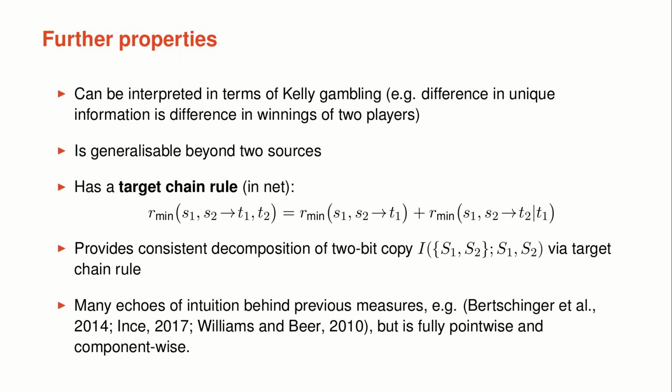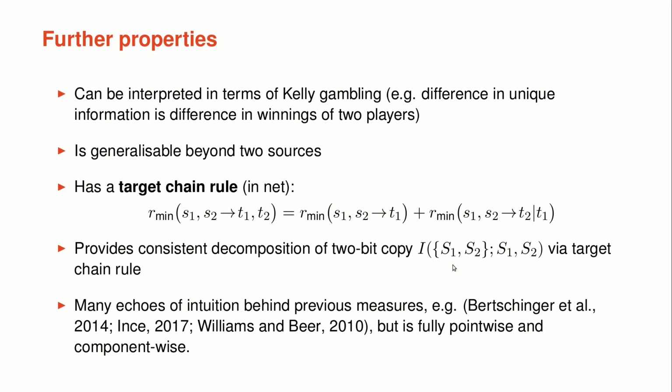So not on the individual specificity and ambiguity components, but when we put them back together, we have a target chain rule, which is if we can decompose our target variable into two targets, the redundancy for the first target and then the redundancy for the second given the first comes back to the redundancy about those two targets in net. That is particularly important because it means that our approach is the only one that provides a consistent decomposition of the 2-bit copy example, where we look at decomposing information from two independent bits, source 1 and source 2, about their joint variable.